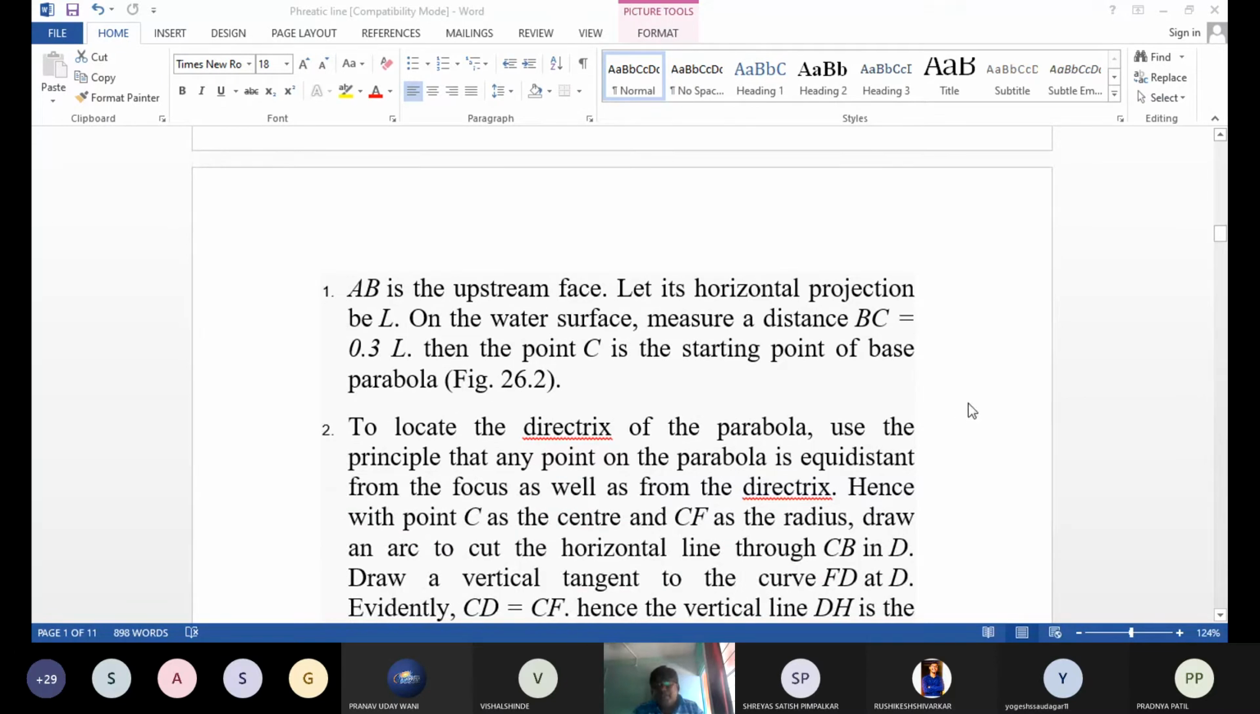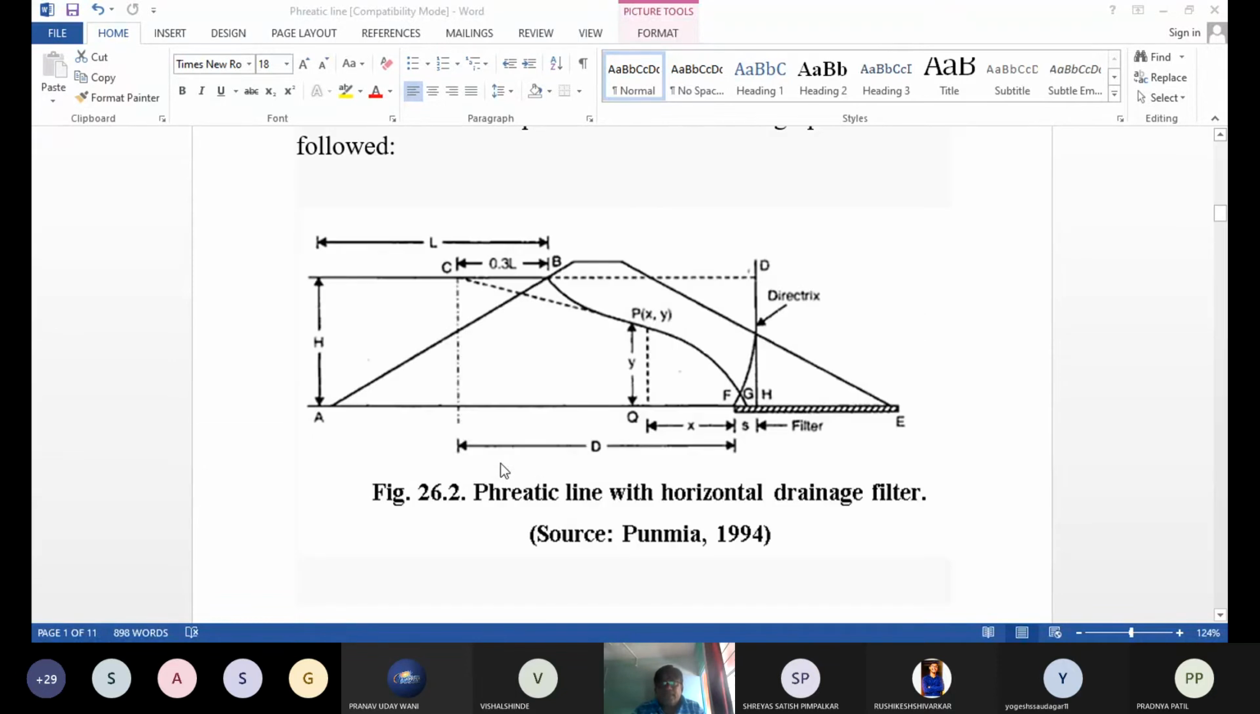Then to locate the directrix of the parabola, it's very important how to locate it. So use the principle. What principle did you apply here? Any point located on the parabola is equidistant from the focus as well as from the directrix. Hence, with the point C as the center, and F as the focus, take the distance from C to F as the radius and draw a curve which intersects the horizontal line extended from C through B, at a point D.